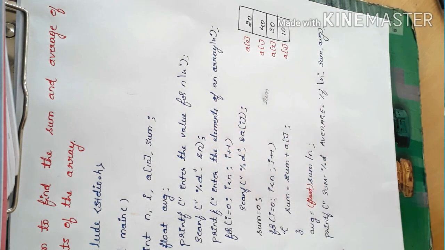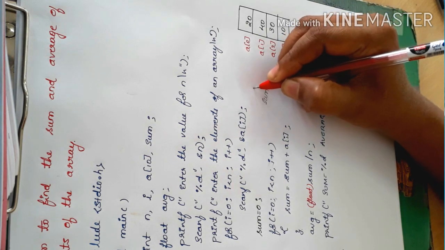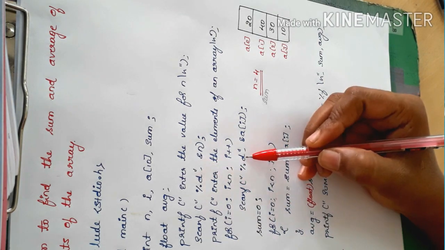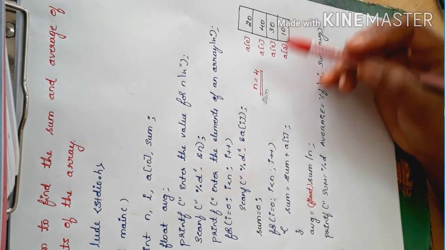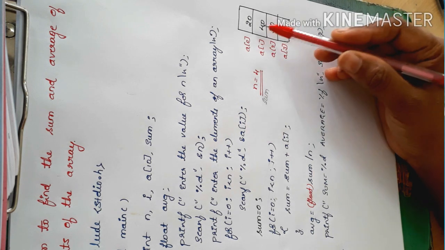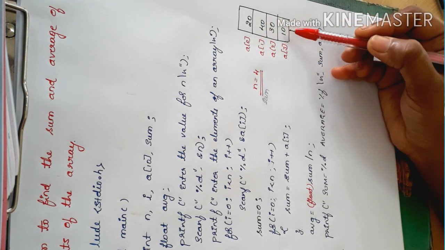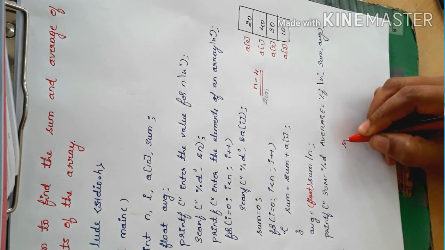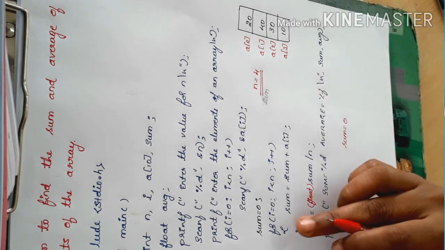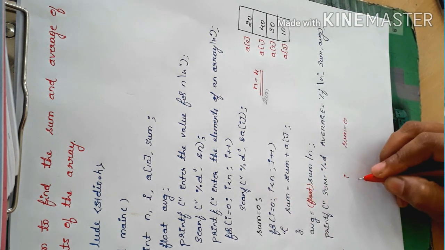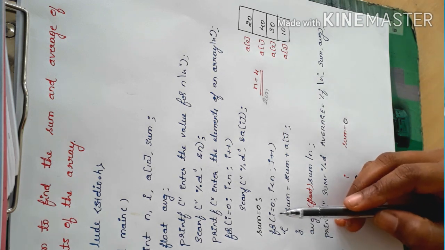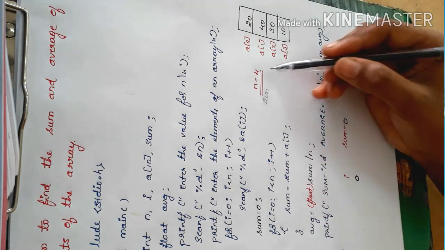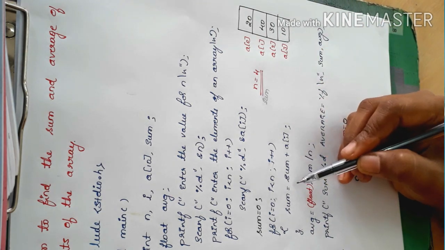First, input a value for n. I'll take the n value as 4. Next, input n elements, that is 4 elements, to the array A. I have already input 4 elements 20, 40, 30 and 10 to the array A. Next, take a variable sum, initialize it with the value 0. Next, the initial value for i is 0. Next condition, i less than n: i value is 0, 0 less than 4, the condition is true. Control enters the for loop.